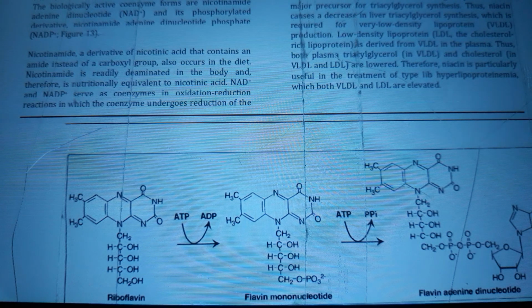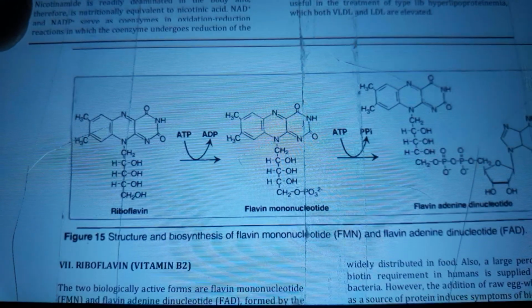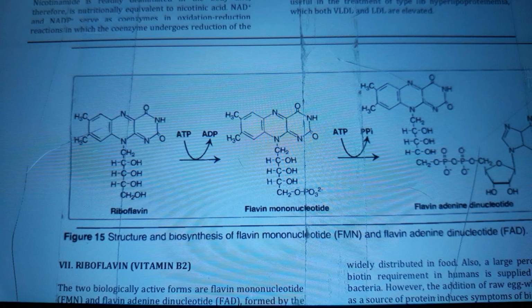Niacin, or nicotinic acid, is a substituted pyridine derivative. The biologically active coenzyme forms are nicotinamide adenine dinucleotide, NAD, and its phosphorylated derivative, nicotinamide adenine dinucleotide phosphate, NADP. Nicotinamide, a derivative of nicotinic acid that contains an amide instead of a carboxyl group, also occurs in the diet. Nicotinamide is readily deaminated in the body and therefore is nutritionally equivalent to nicotinic acid.